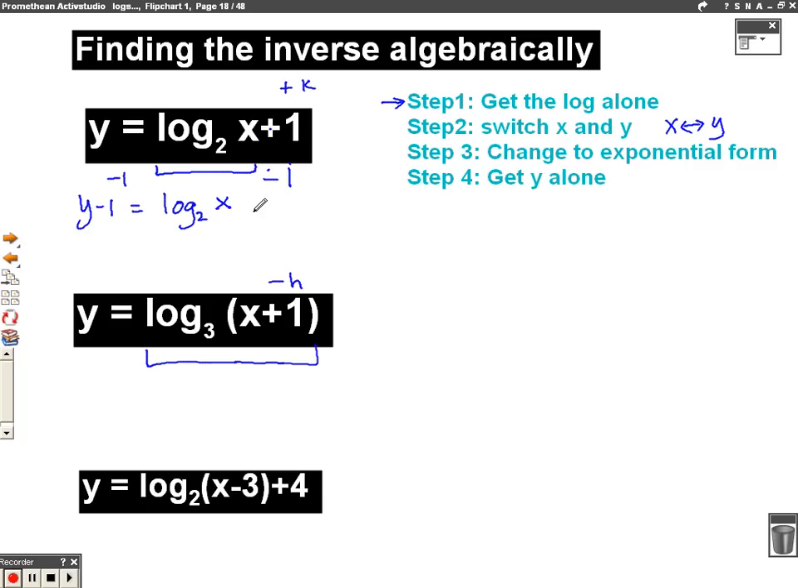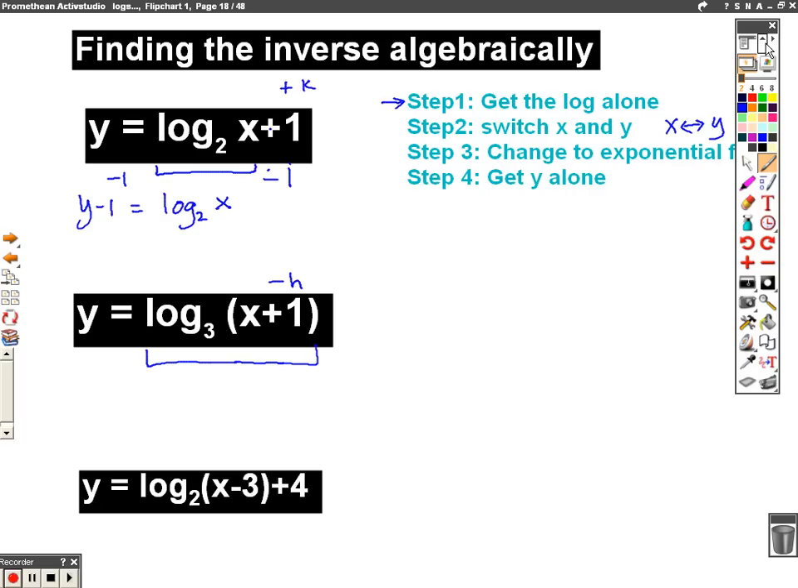All right, so first step is done. I got the log all by itself. The second step is to switch my x and y. Okay, I want to change colors. Give me a sec. Okay, so I want to say x and y, so x should go here. Everything else stays the same, and y goes here.